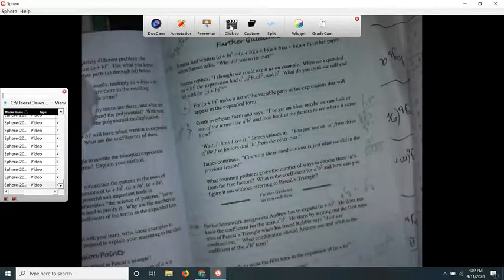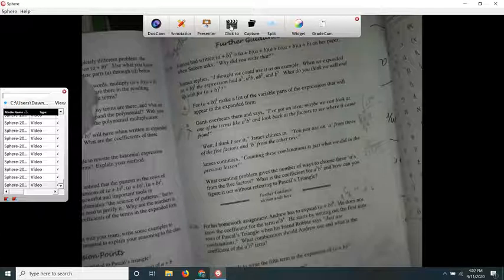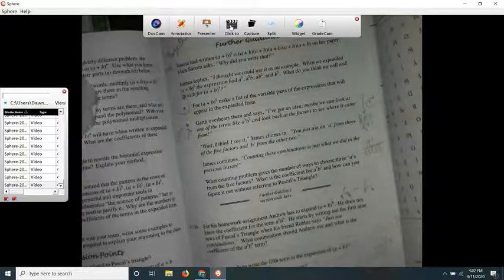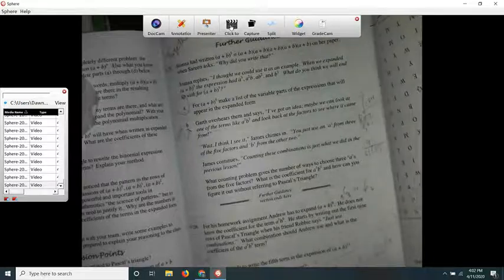And then let's do 10-156. It says, for his homework assignment, Andrew has to expand A plus B to the 9th. He does not know the coefficient for the term A cubed B6. He starts by writing out the 9 rows of Pascal's triangle when his friend Robbie says, just use combinations. What combination should Andrew use, and what is the coefficient of A cubed B6?